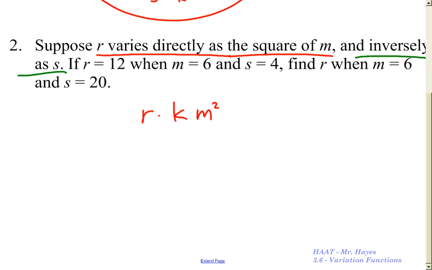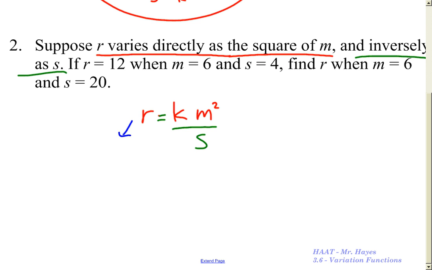That means you have s on the bottom, because as m is getting bigger, r is going to get bigger because they multiply through. As s is getting larger, you're dividing by larger and larger numbers, and that's going to drive r smaller. Now once you do this, you plug in the information that they give you.